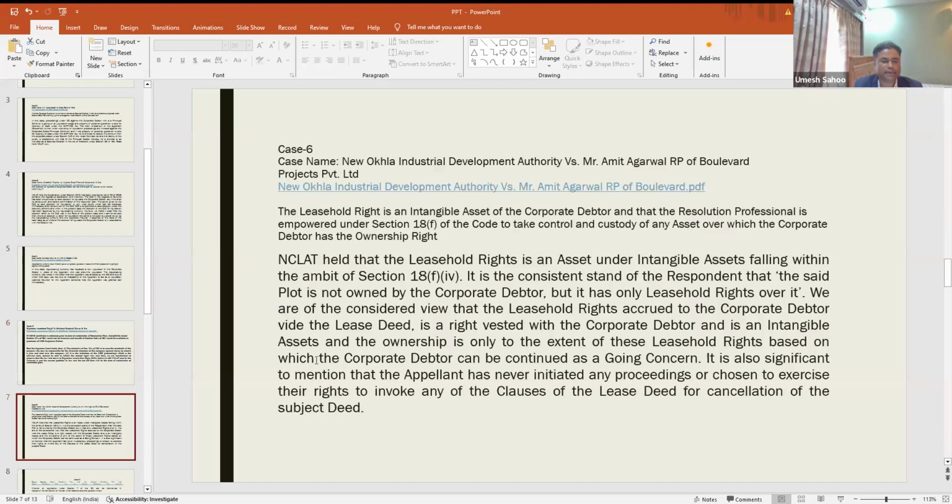So this is another case: New Okhla Industrial Development Authority versus Mr. Amit Agrawal, RP. The leasehold right is an intangible asset of the corporate debtor, and the resolution professional is empowered under Section 18(f) of the Code to take control and custody of assets over which the corporate debtor has ownership rights.